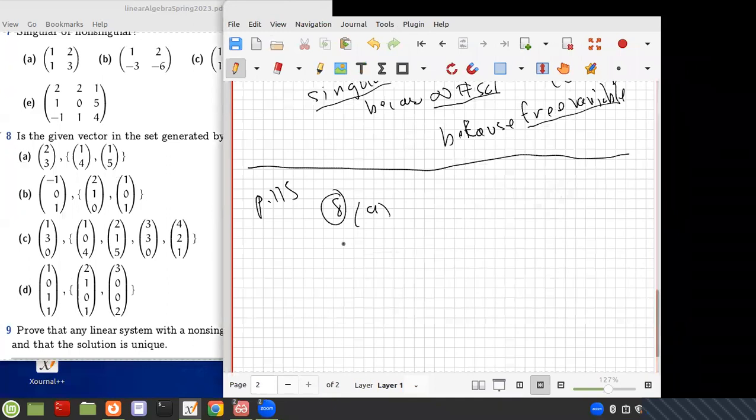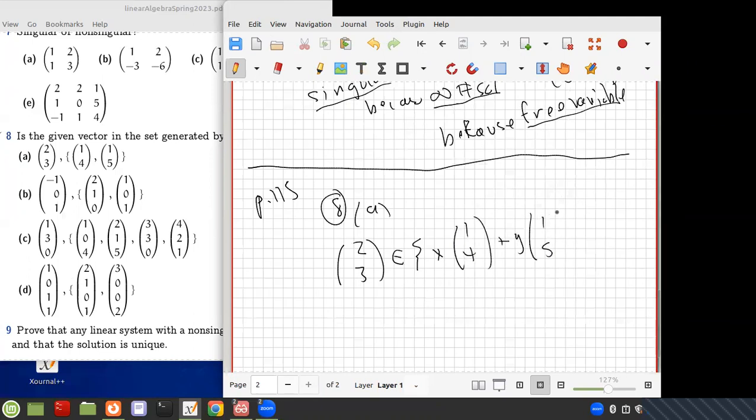Question A asks: is (2, 3) in the set of x times (1, 4) plus y times (1, 5), where x and y are real numbers? So what they're really doing is specifying a solution set. They're saying the solution set has these as the constant vectors; this is what "generated by" means. I won't use these words anywhere, but I use this as an example. Because I do ask the question, is this vector in this set? How do you answer that question?